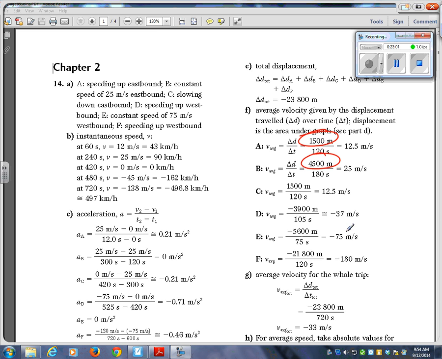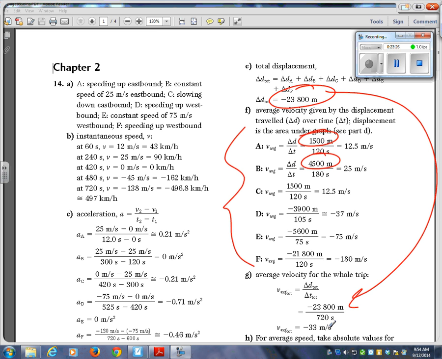So you can like add them all up? No, you can't. That would only work if the time intervals were always exactly the same. And you can't always guarantee that. So yeah, you have to do average velocity by doing displacement over time. Average velocity for the whole trip, you're going to take this total displacement right there, 2,300, divided by the total time, 720. So its average velocity is minus 33.